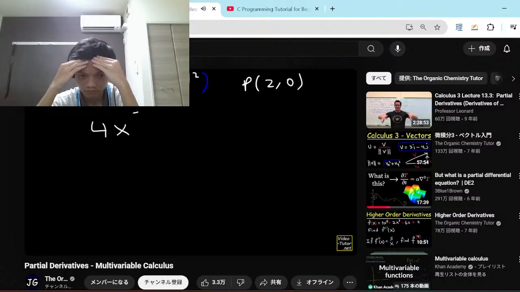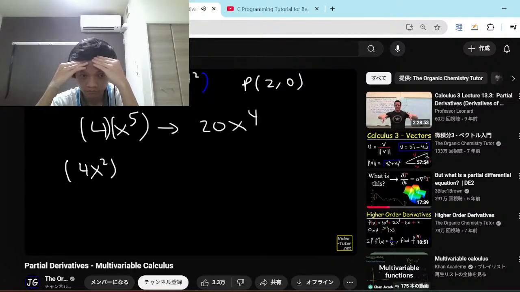So for example, let's say if you have 4x to the fifth, you have a constant multiplied by a variable. You do not need to use the product rule here. This is simply going to be just 20x to the fourth. Now let's say you have 4x squared times e to the third. Here you have a variable and a constant. You don't need to use the product rule. This is simply going to be 8x times e to the third.